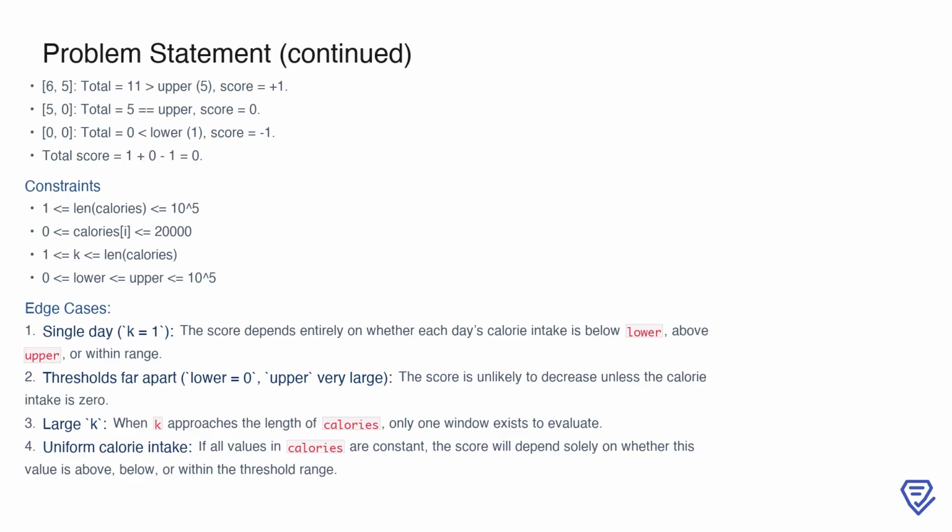Finally, the constraints and edge cases are important to consider, as they ensure that your solution can handle large inputs efficiently and account for different patterns in the data, such as single-day windows, widely separated thresholds, or uniform calorie values.